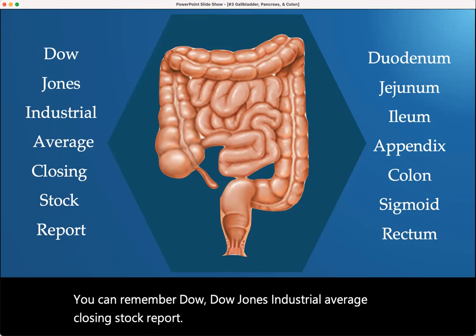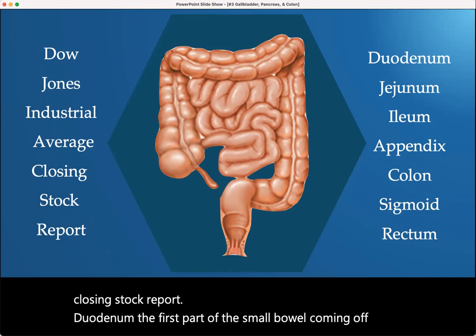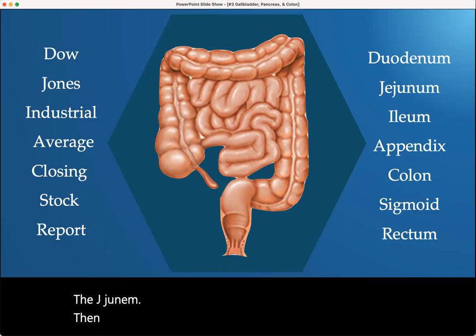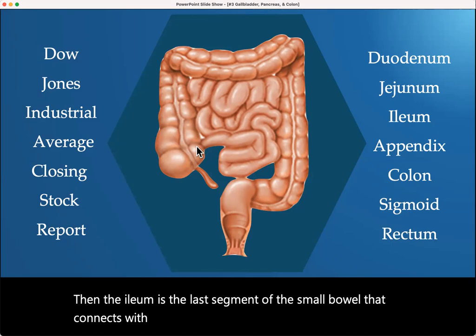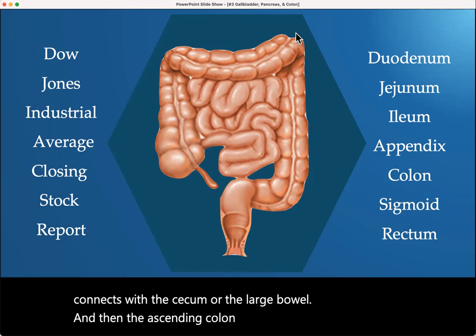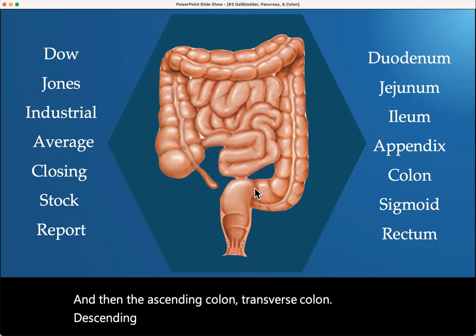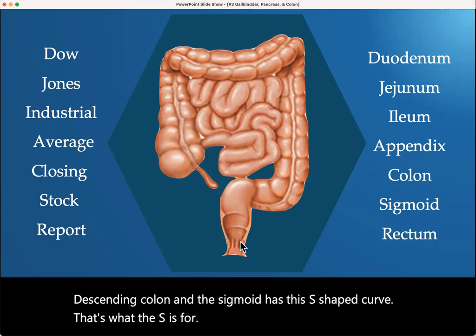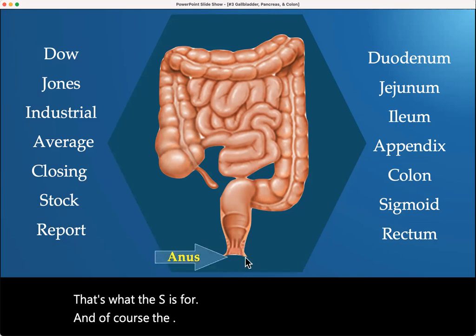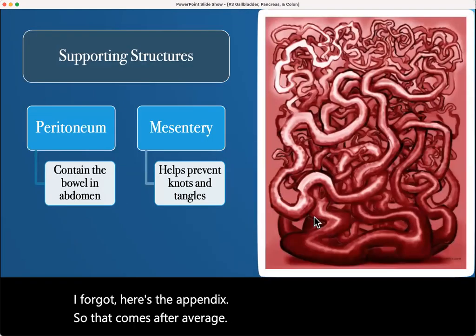Duodenum, the first part of the small bowel coming off the stomach. The jejunum. Then the ileum is the last segment of the small bowel that connects with the cecum, or the large bowel. And the ascending colon, transverse colon, descending colon, and the sigmoid has this S-shaped curve. That's what the S is for. And then, of course, the rectum. And the very end is the anus. Oh, I forgot. Here's the appendix. So that comes after average, or as average.